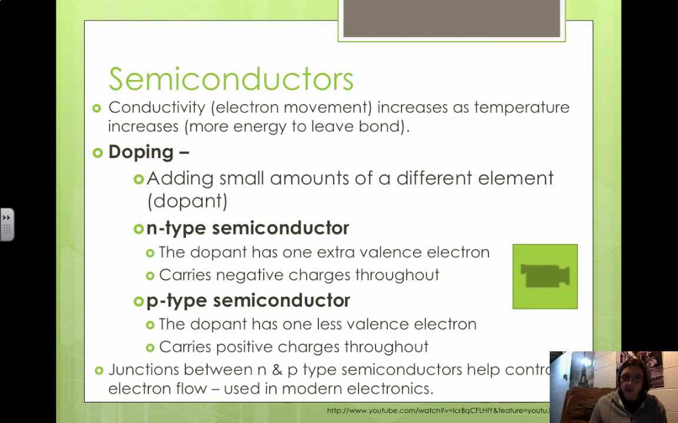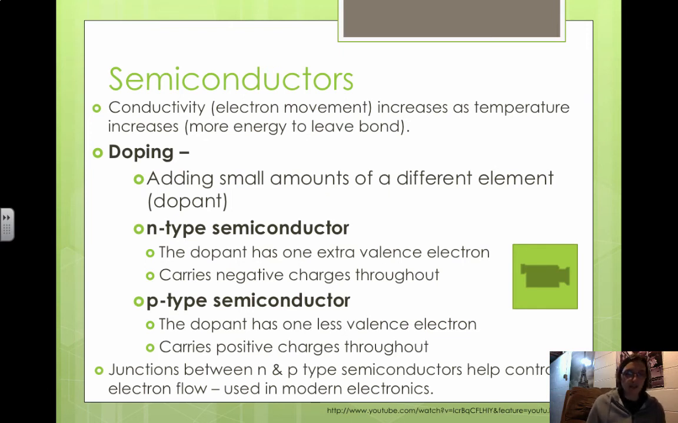The second type of semiconductor that you can have is called a P-type semiconductor. In a P-type semiconductor, there would now be holes in the lattice. So with the P-type semiconductor, you would add a dopant that has 1 less valence electron. So if we're focusing on silicon, that has 4. Let's say we add boron, that has 3 valence electrons.